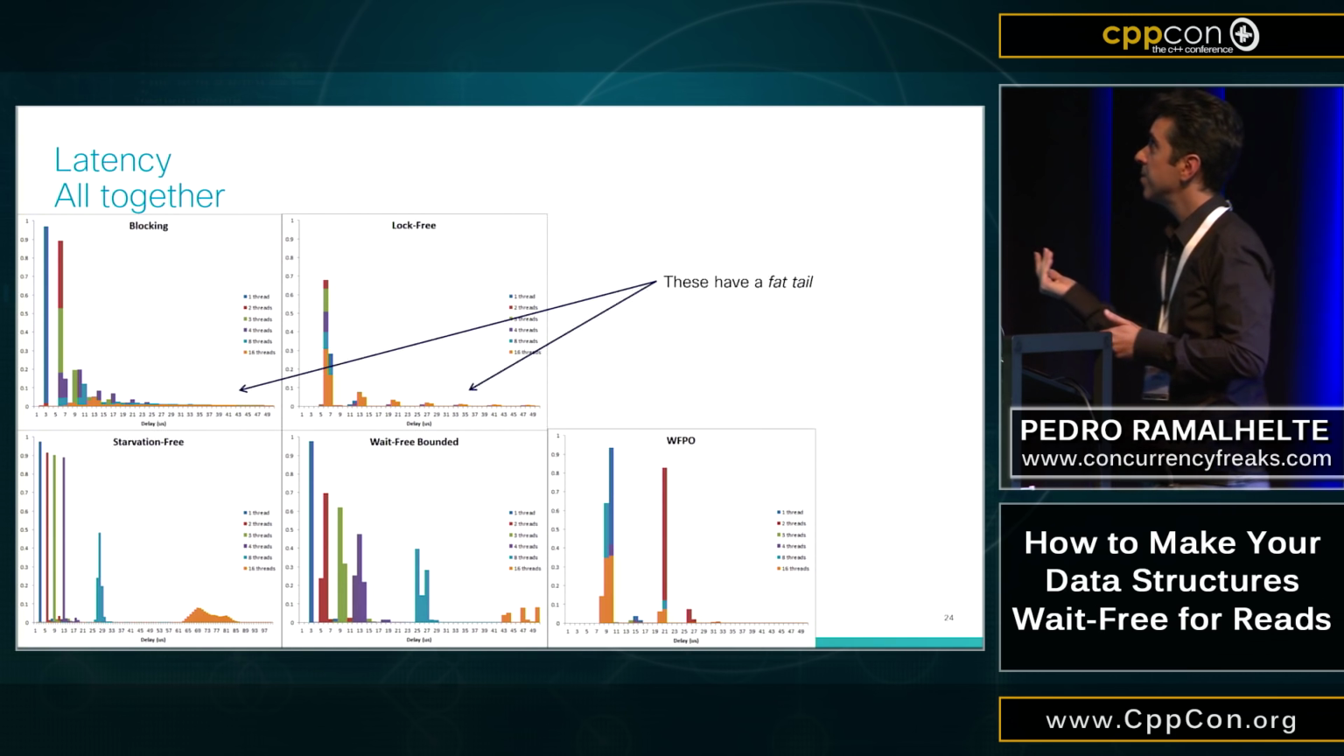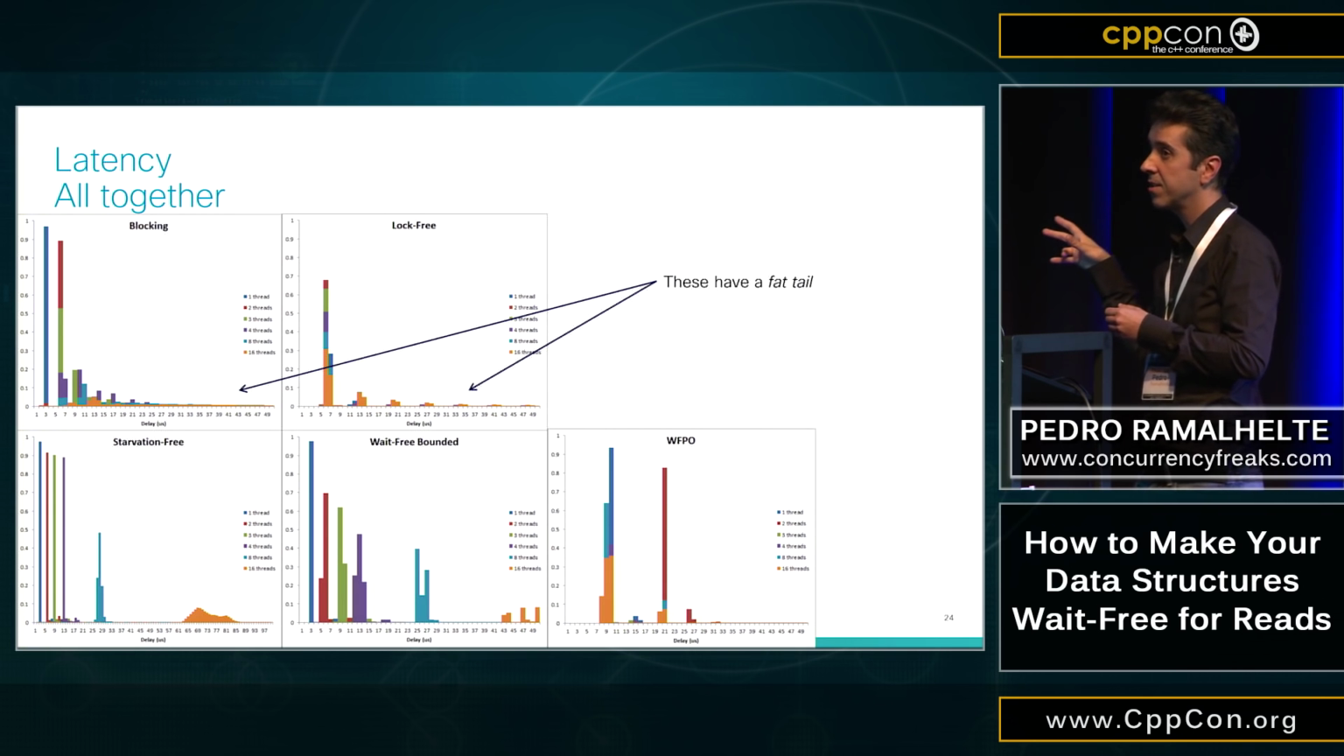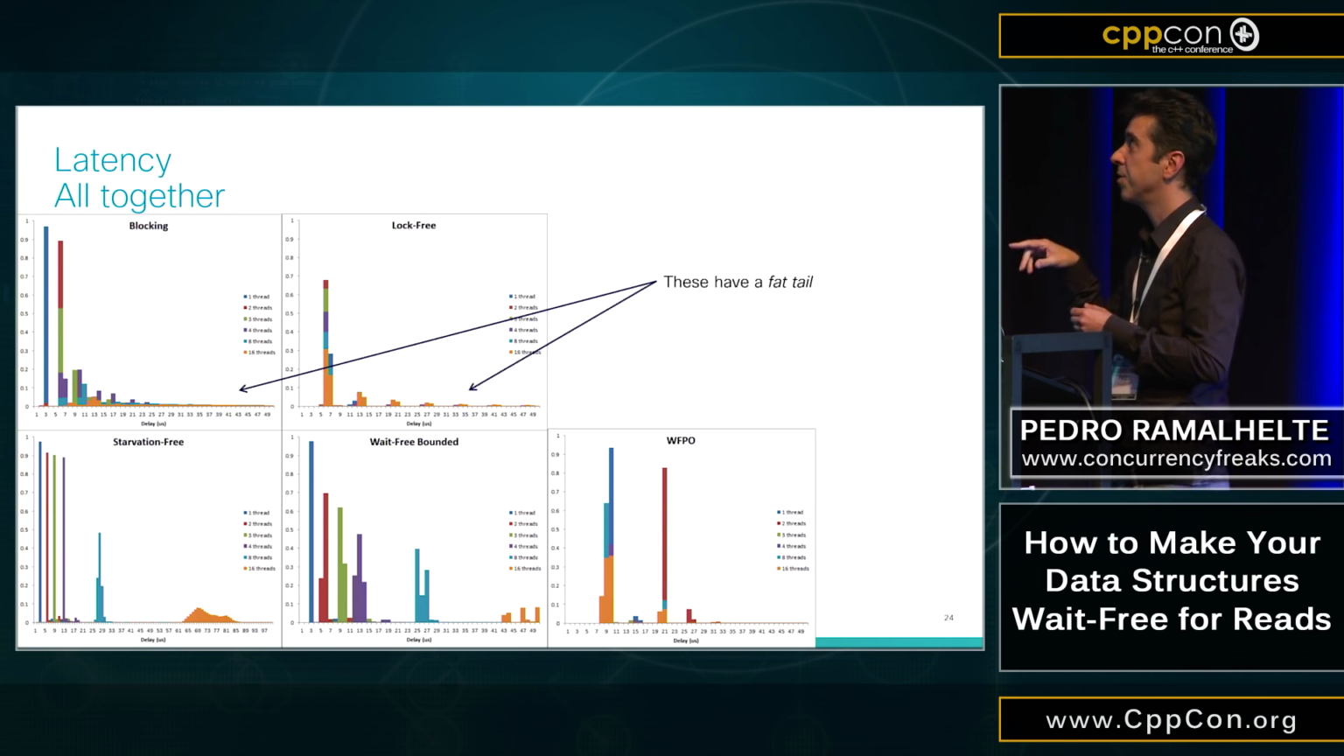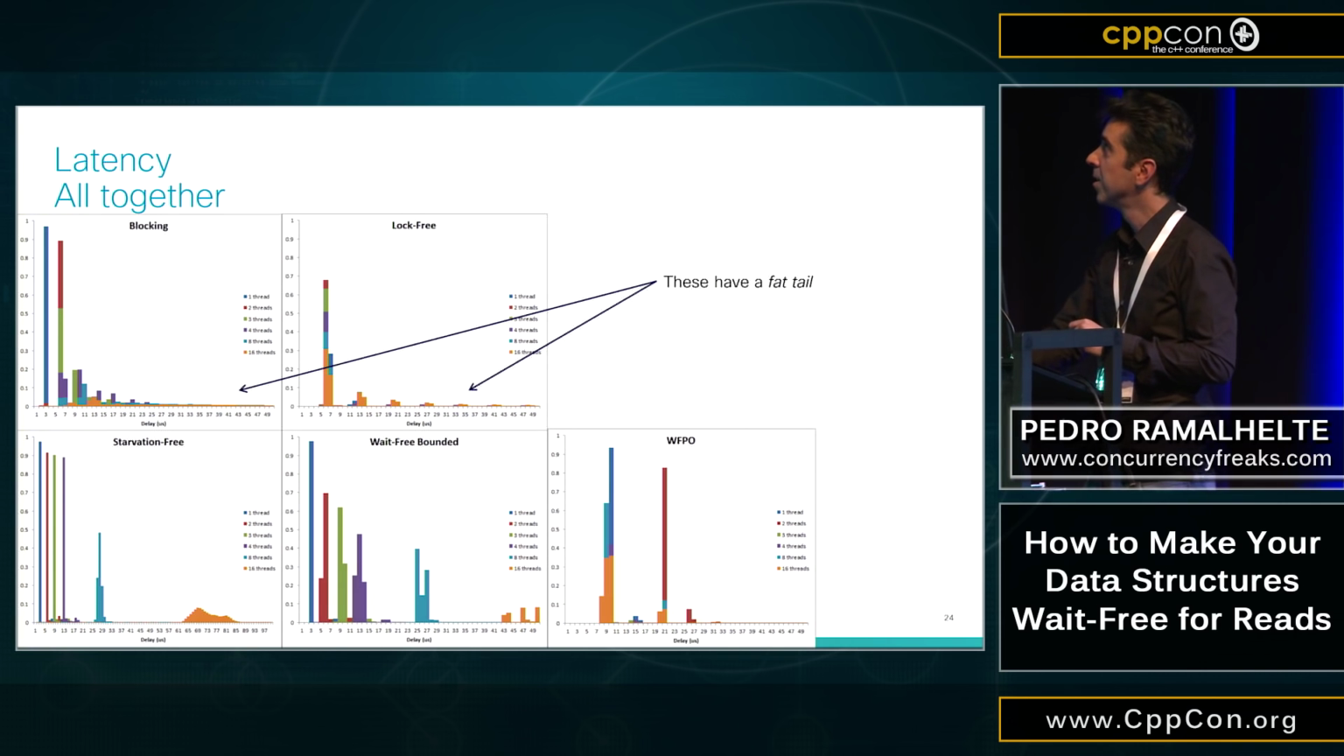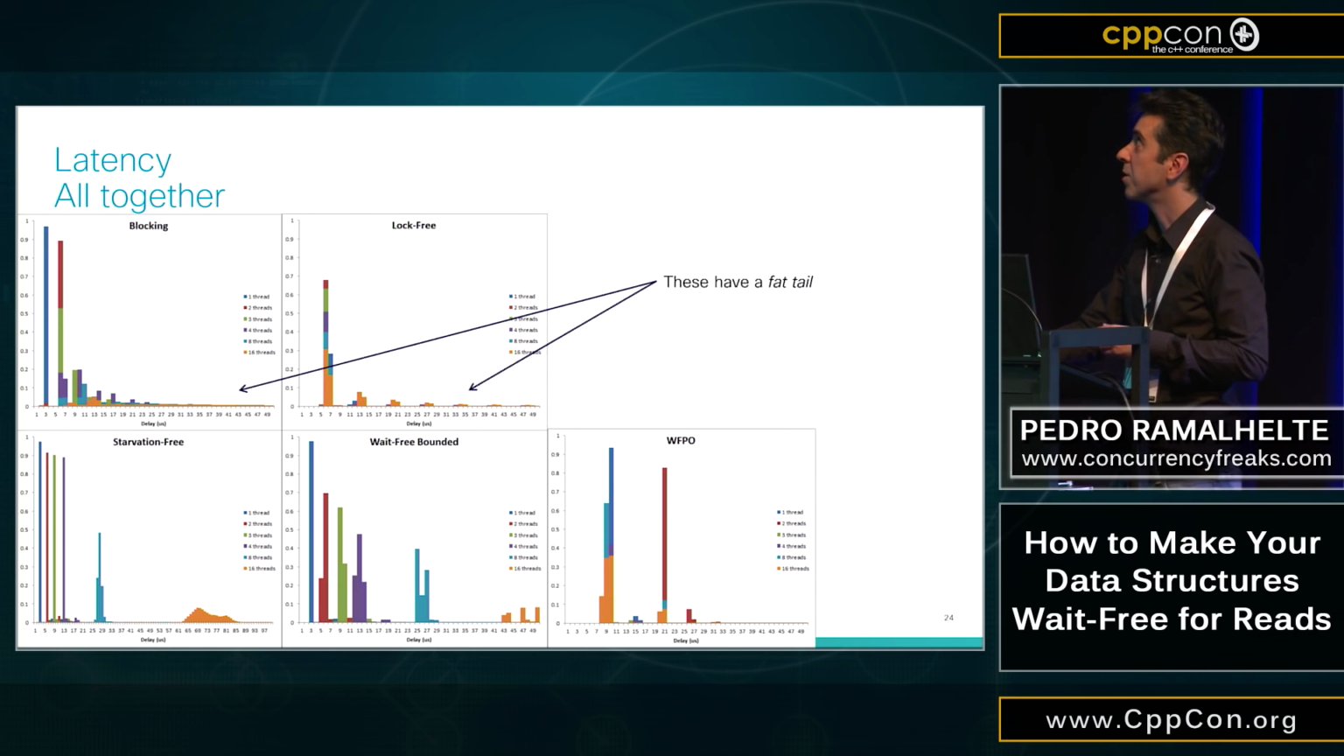So as a kind of summary of that, blocking and lock-free have a fat tail on the latency distribution, wait-free and starvation-free sometimes. It depends on how many cores and threads you have and other stuff. But those generally don't have a fat tail.